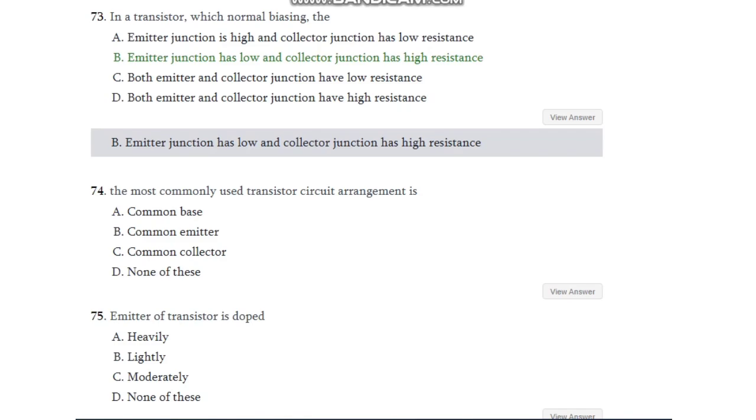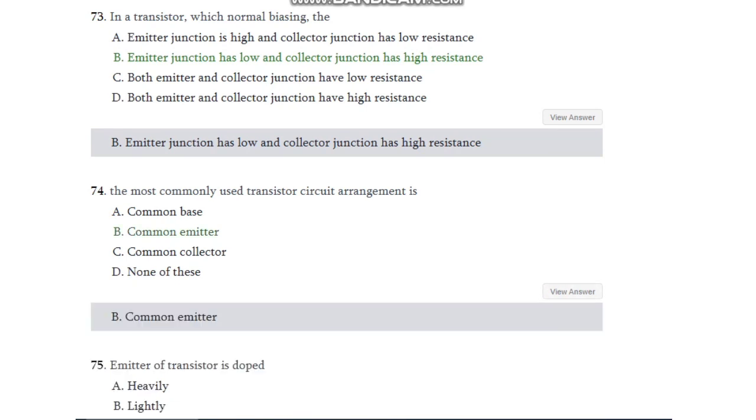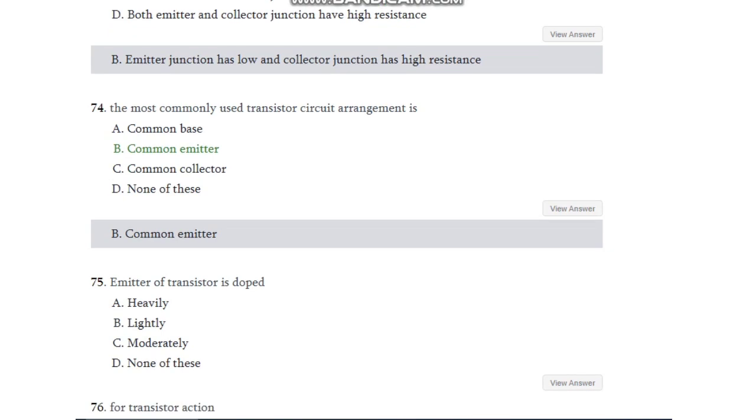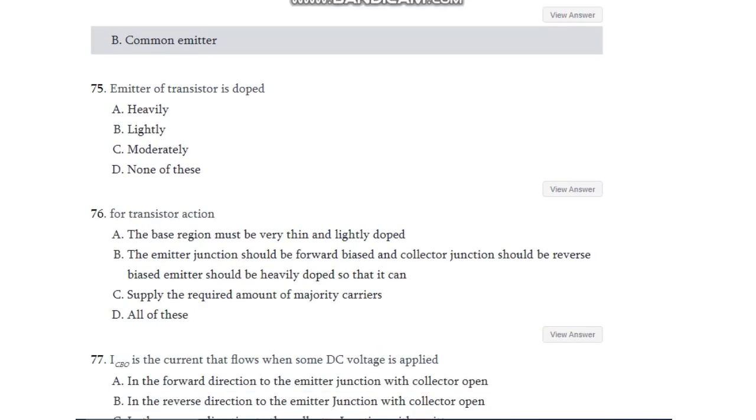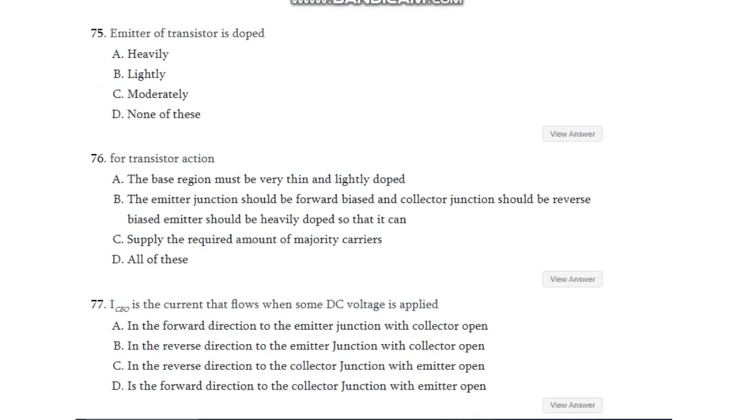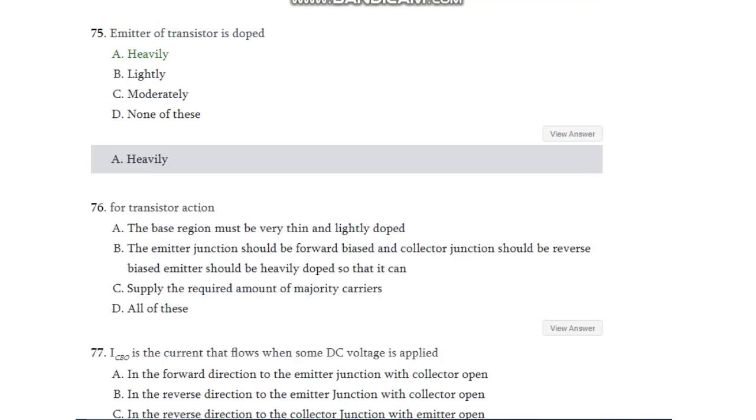Question number 74: the most commonly used transistor circuit arrangement is common base, common emitter, common collector, or none of these. And the answer is common emitter. Question number 75: emitter of a transistor is doped heavily, lightly, moderately, or none. They are doped heavily.